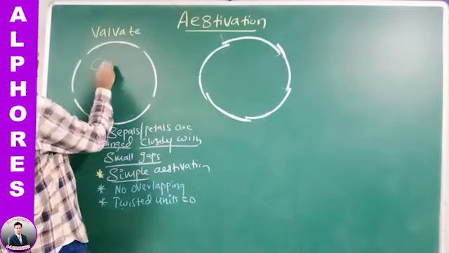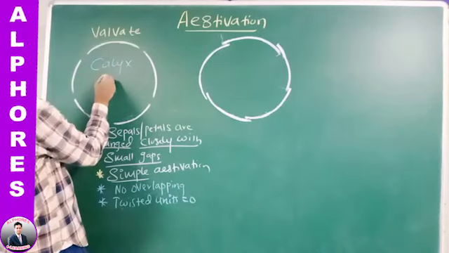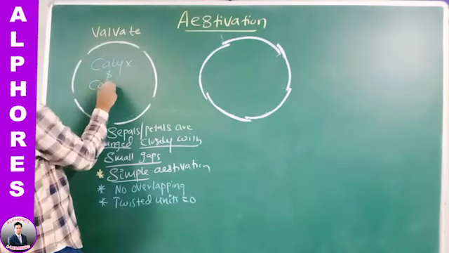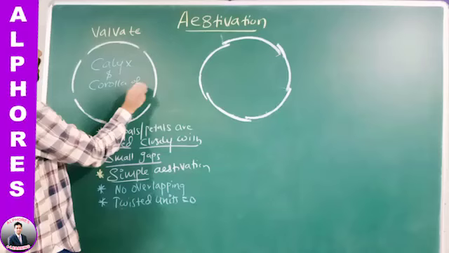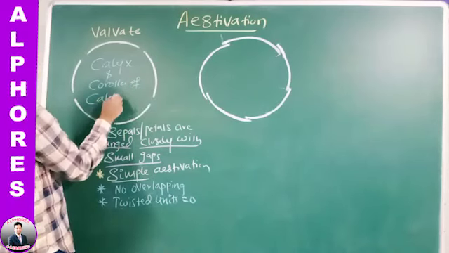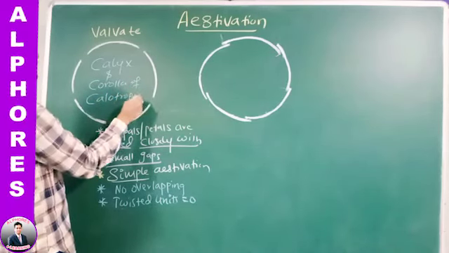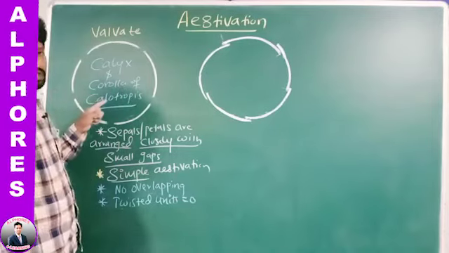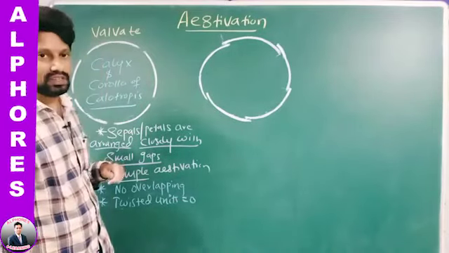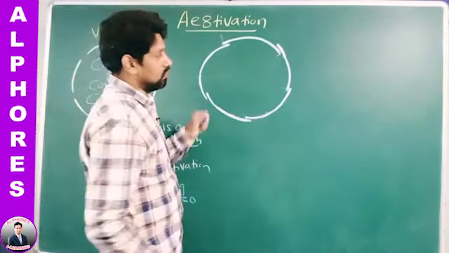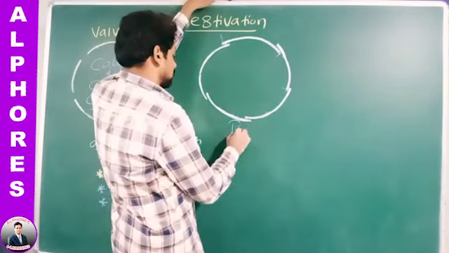Example for valvate estivation: the calyx and corolla of Calotropis. Now go for the second one. What is it? Twisted estivation.